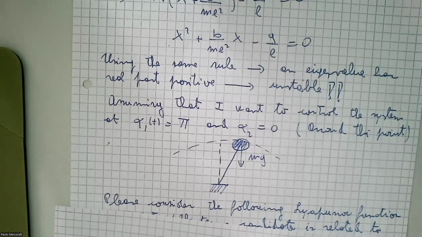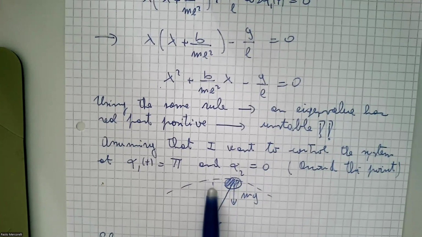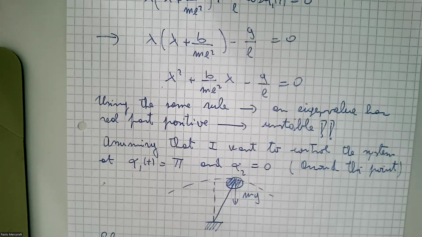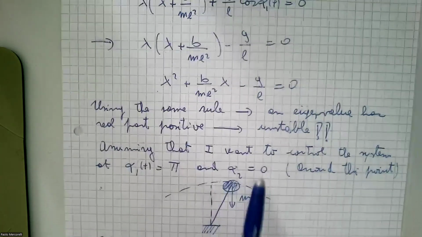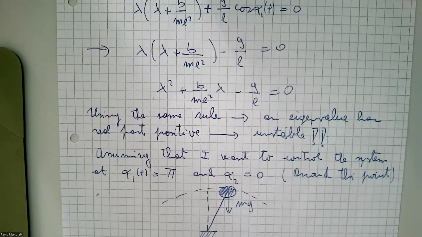We will see now how I can apply the second theorem to maintain, for instance, this upper equilibrium point at pi, characterized by alpha 1 equal pi, and please do not forget alpha 2 equal 0. When I simulate later, we will see how it changes.